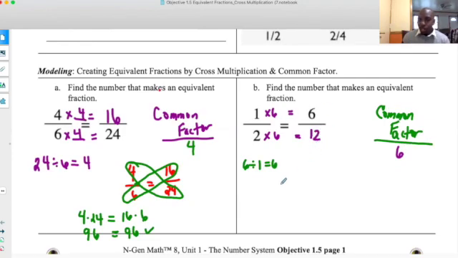And of course, I can always check my answer by saying, okay, what I'm really saying is 1/2 is equal to 6 over 12. When I cross multiply, 1 times 12, is that the same thing as 6 times 2? And you'll say, yes, it is, because 12 is equal to 12.